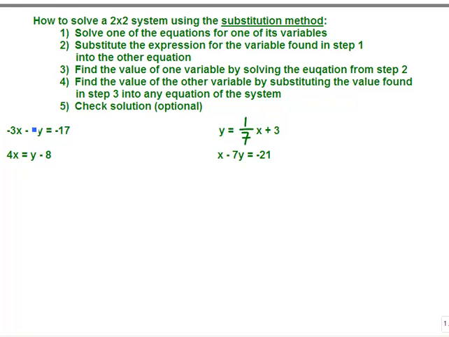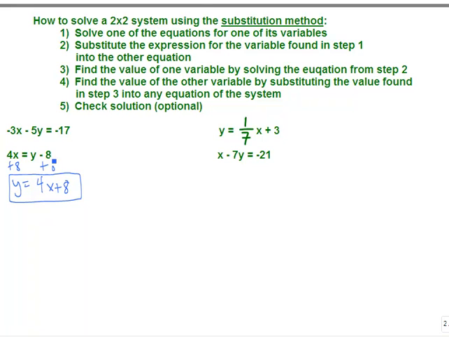So for example, if I look at this system right here, it looks pretty easy to solve the second equation for y, because all I would have to do is add 8 to both sides. So y would equal 4x plus 8. I'm going to put a box around that because we're going to have to come back to that later.